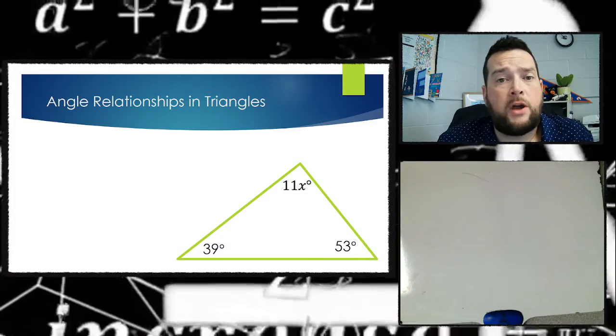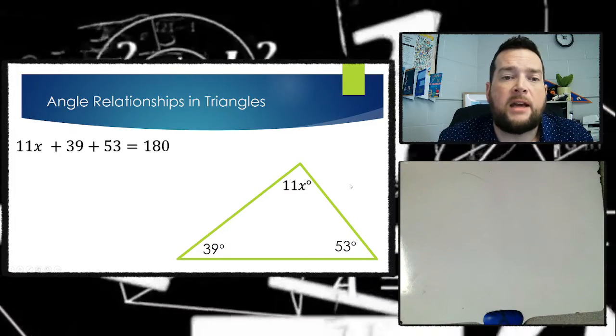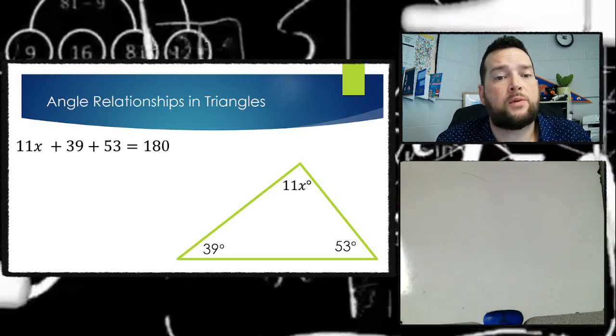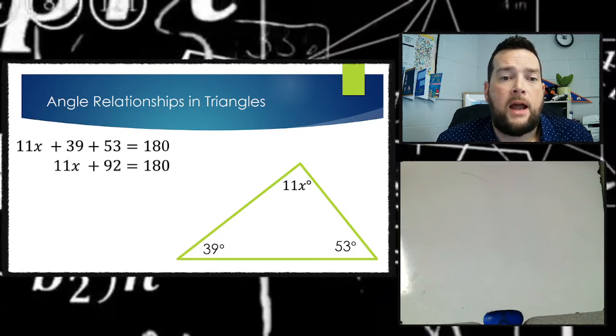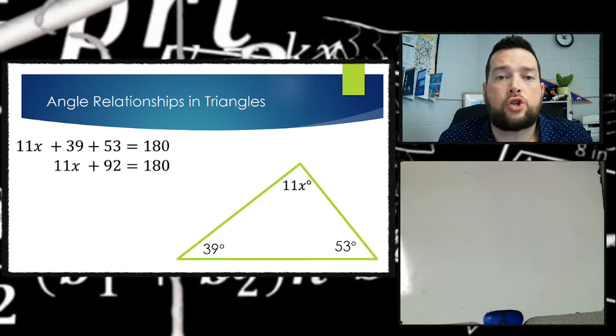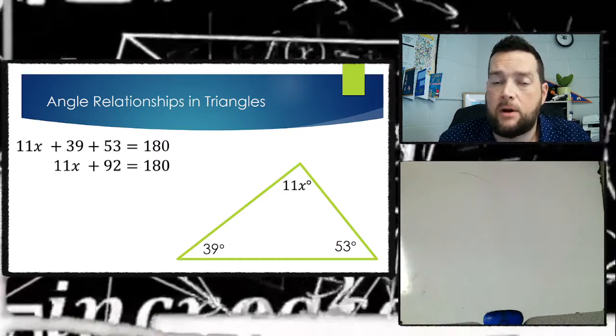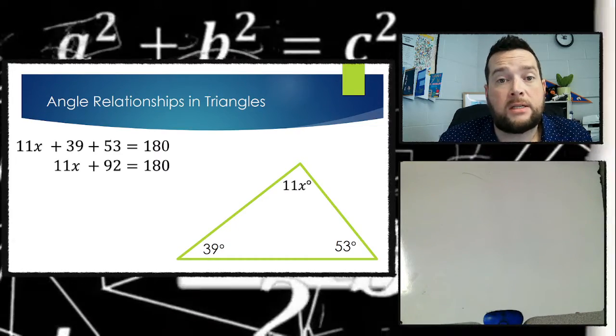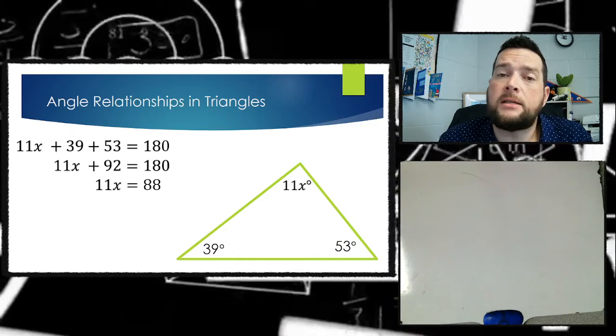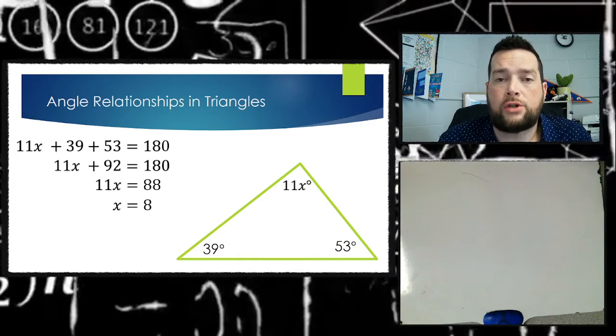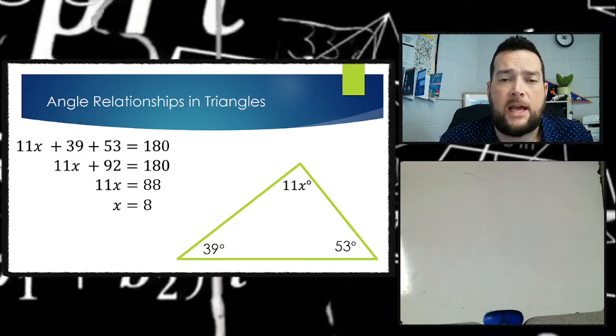The right equation for this one is 11x plus 39 plus 53 equals 180. If you combine like terms, those two constants can be added together. You can't add them to the 11x because that has a variable. Then you can subtract the 92 from both sides and divide by 11 in order to solve the equation. You'll find out that x equals 8.